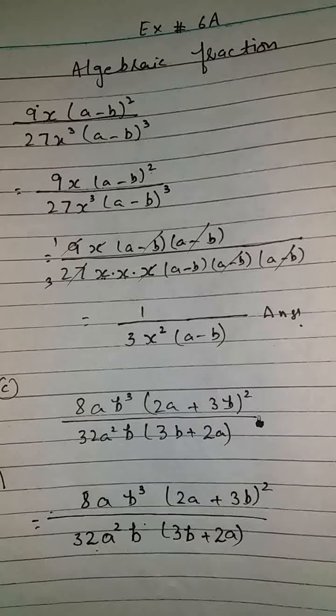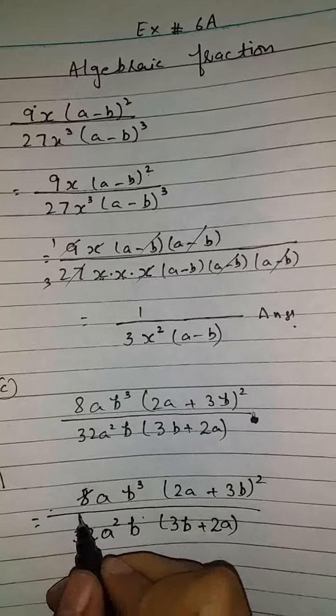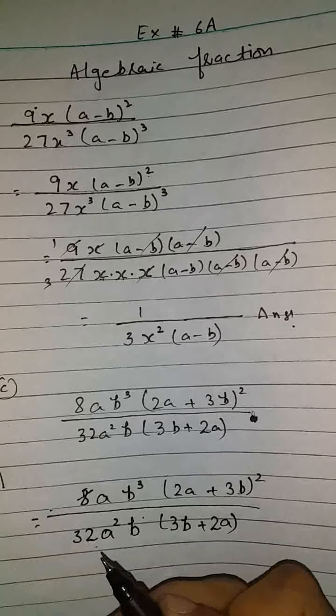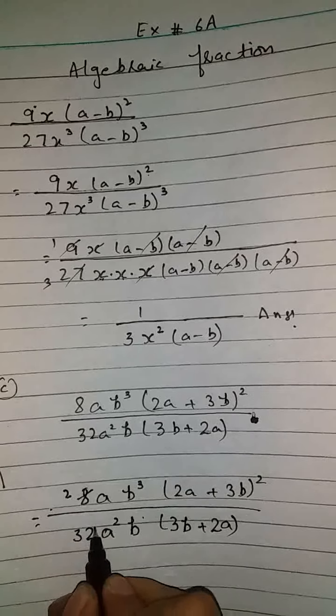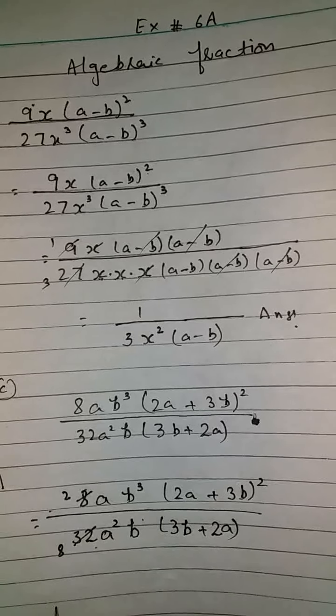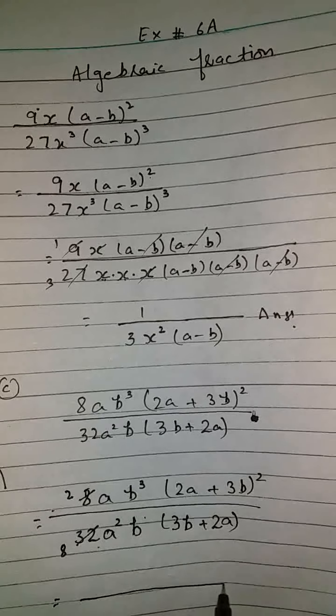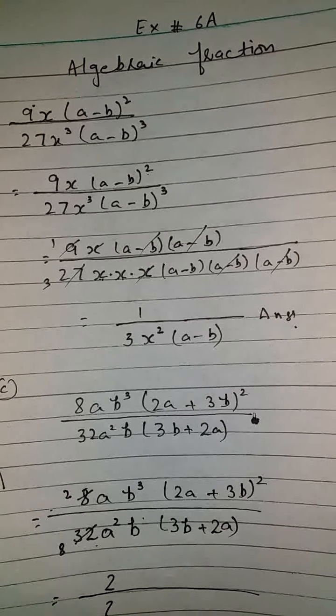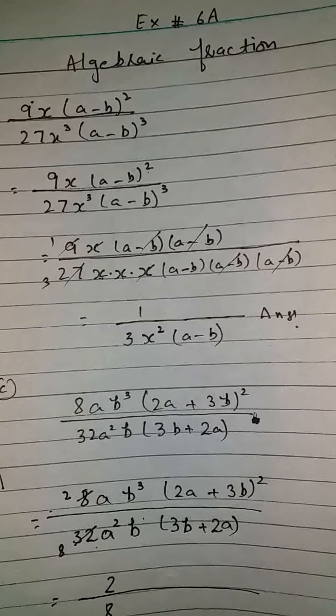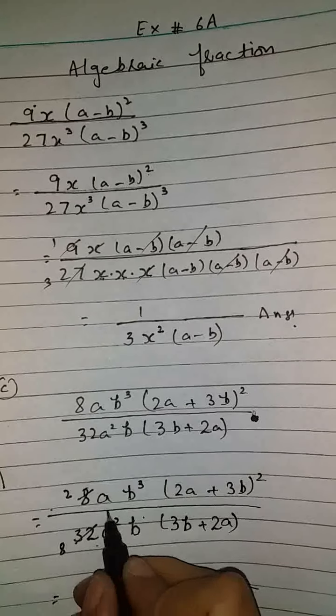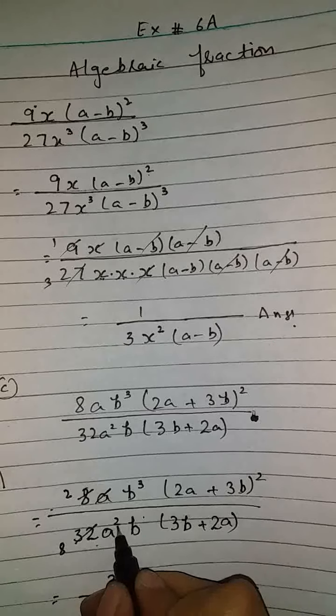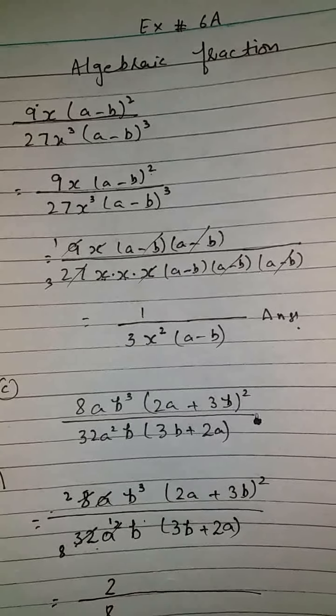Got it? Now we cancel with the table of 4. 4 twos are 8, 4 eights are 32. What are the remaining constants after cancellation? 2 divided by 8. Now we cancel variables. There is power 2 and there is power 1. It means this cancels with this and power 1 is remaining.